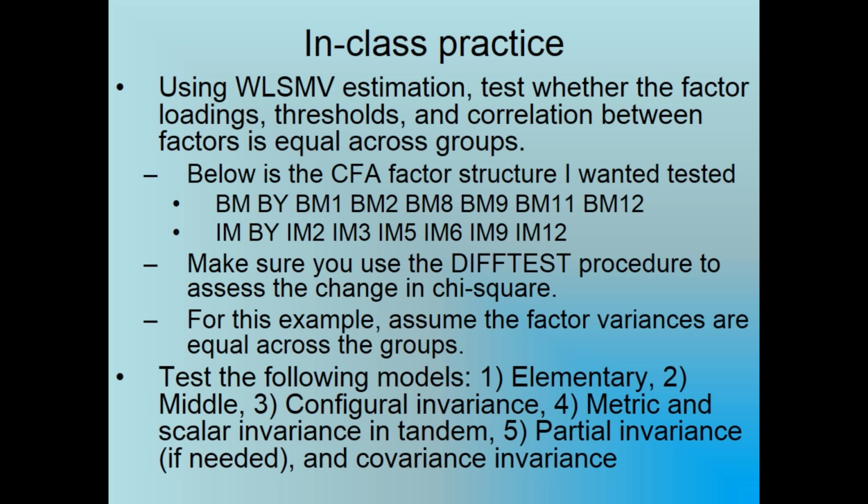As you can see here are the items that go on the BM and IM factors. The other thing that makes it a little more challenging is that, unlike ML, we can't just subtract the two chi-square statistics to get our change in chi-square. Instead, we have to use the DIFFTEST procedure with Mplus. However, to make our lives a little easier, we're going to assume the factor variances are equal across the groups.